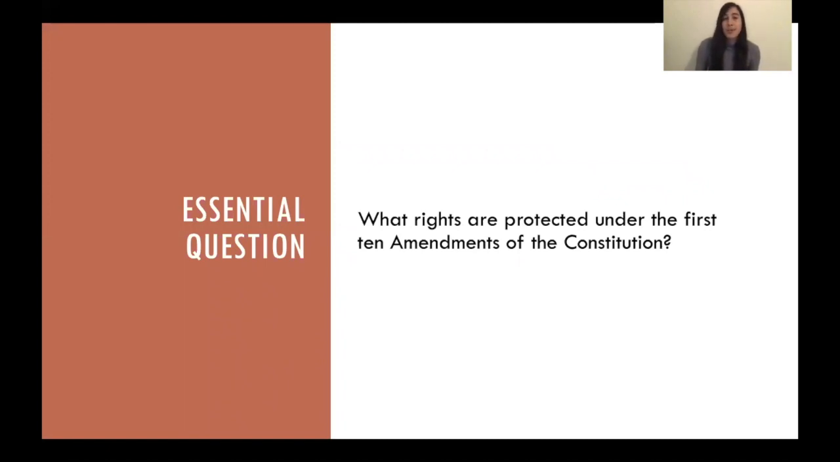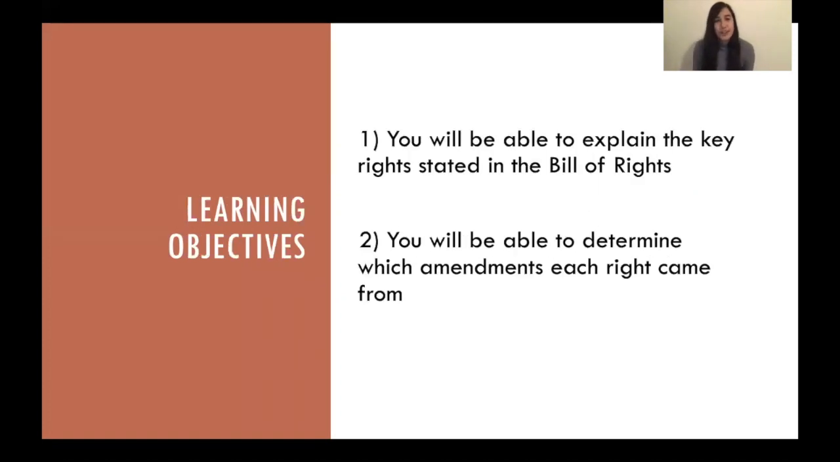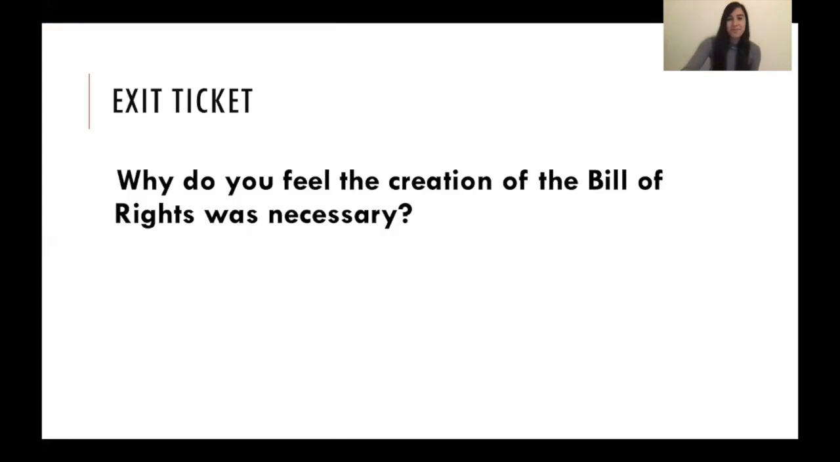So let's go over our essential question again. What rights are protected under the first 10 amendments of the Constitution? And then as a class, we would just discuss some of those rights that we just went through in bingo. And then we'll go over our learning objectives again. You will be able to explain the key rights stated in the Bill of Rights, and you will be able to determine which amendments each right came from. I think we did that. All right, so before we end class, we're going to have our exit ticket. You're going to take 2 minutes to write out, why do you feel the creation of the Bill of Rights was necessary? And then that will be the end of my lesson.